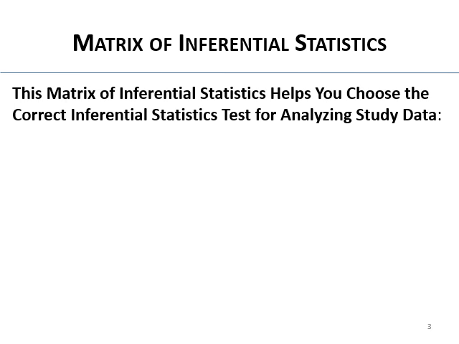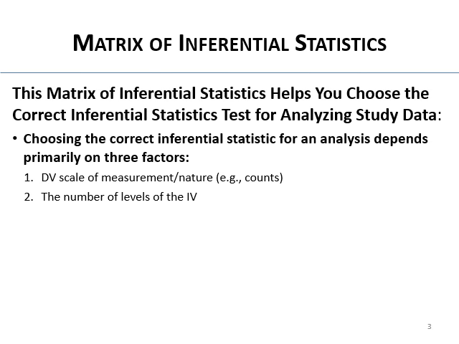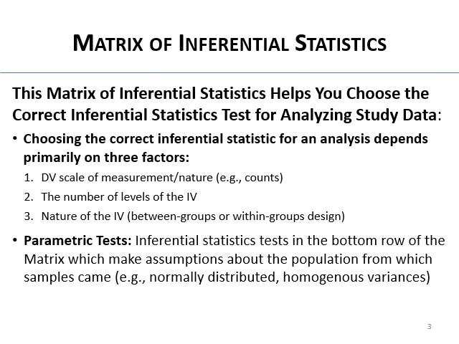So this matrix of inferential statistics helps you choose the correct inferential statistics test for analyzing study data. Choosing the correct inferential statistic for analysis depends primarily on three factors we just talked about. One, the DV scale of measurement, its nature, could be counts. Two, the number of levels of the independent variable. And three, the nature of the IV. Is it between groups or within groups? That is, what's the study design?